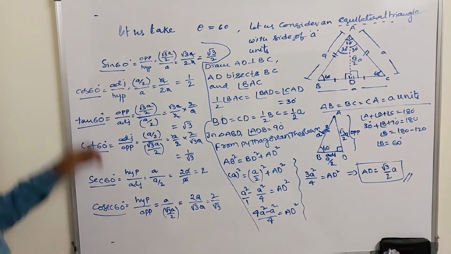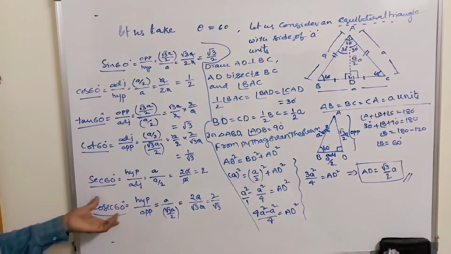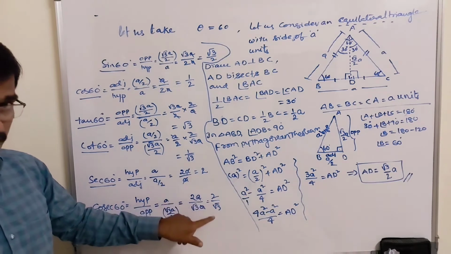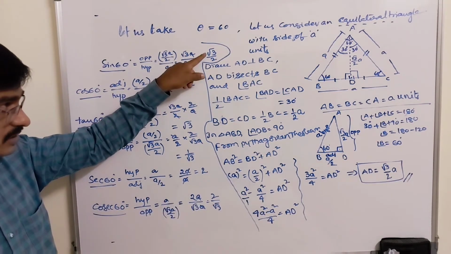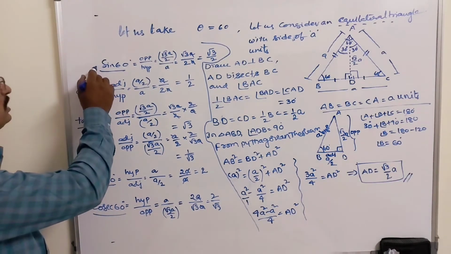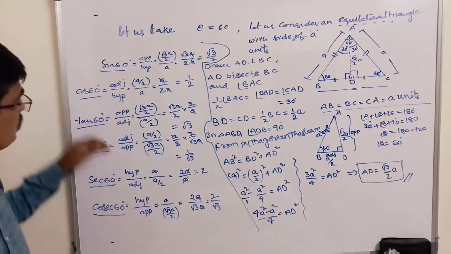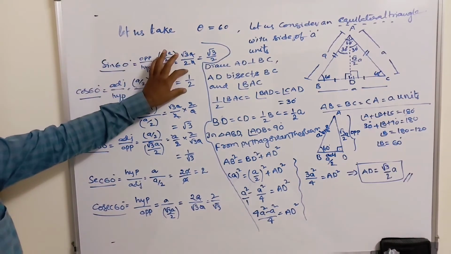Okay. See here sin 60 value is root 3 by 2. When it comes to cosecant 60, 2 by root 3. That is the reciprocal of root 3 by 2. That is, sin and cosecant are reciprocal to each other again. Cos 60 is there, 1 by 2.